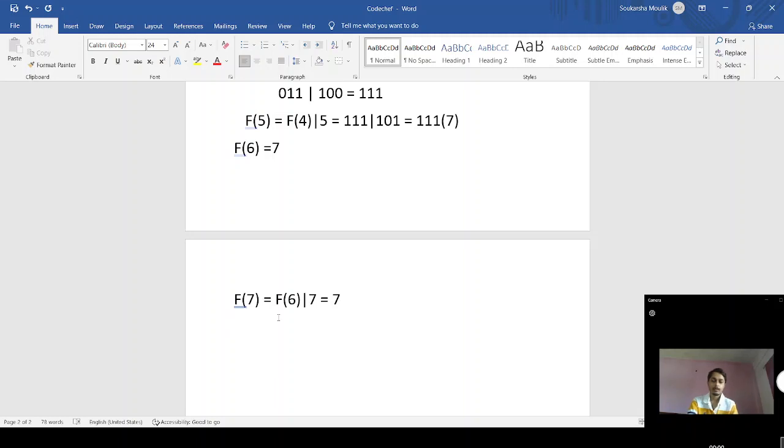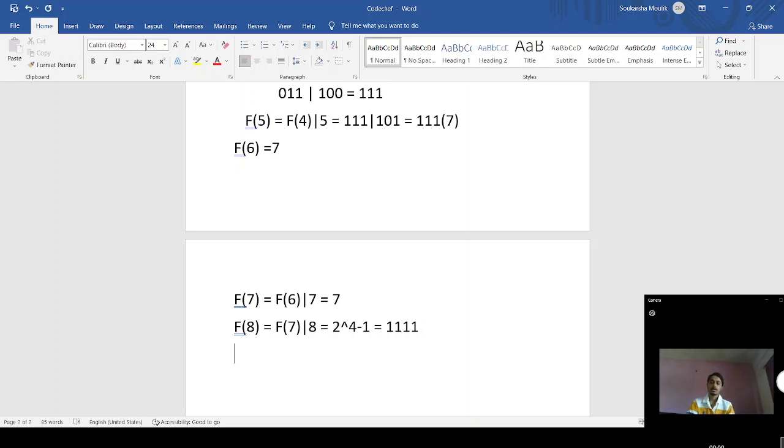Okay, that is, f of 8 will be nothing but f of 7 OR with 8. F of 7 is 7, that is 2 to the power 3 minus 1. F of 8 is 2 to the power 3, so the answer will be 2 to the power 4 minus 1, whose binary representation is 4 ones.